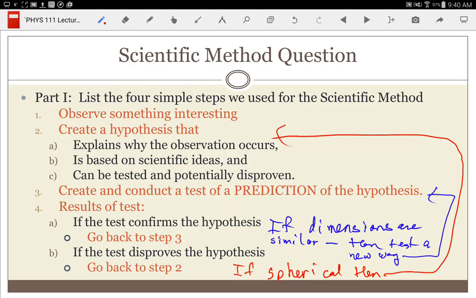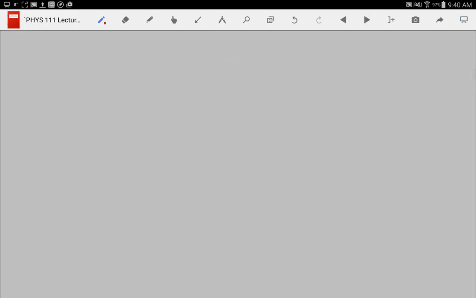Okay, so that's like 10% of the test, which is why I spent so much time on it. That's the one part where we know what I'm talking about is going to be on the test and helpful to you. Any questions about scientific method?